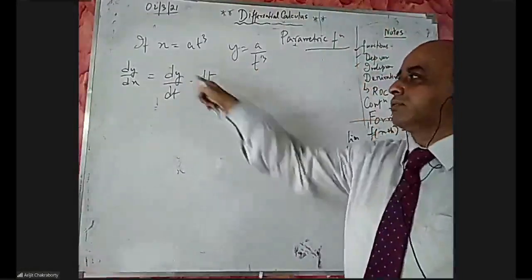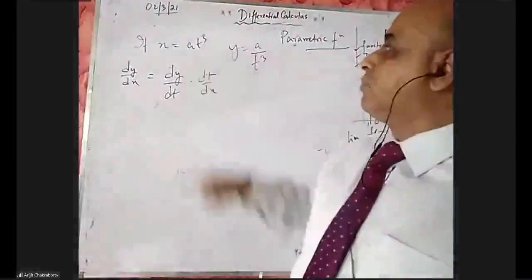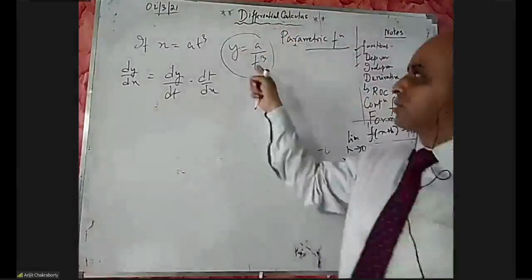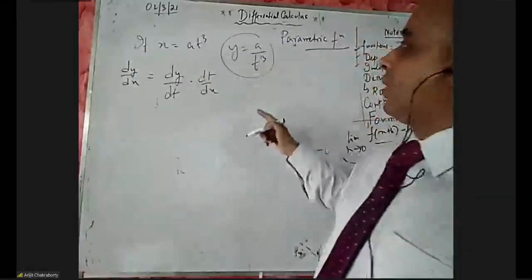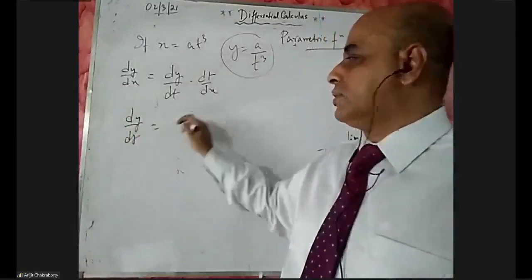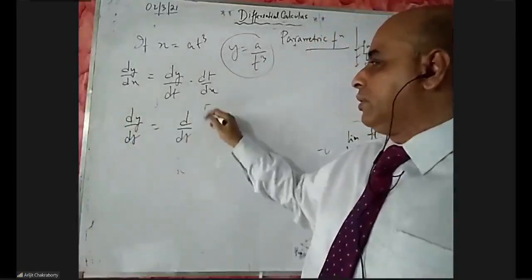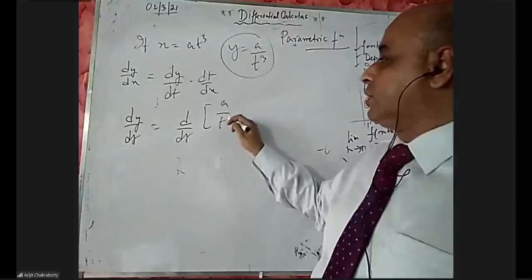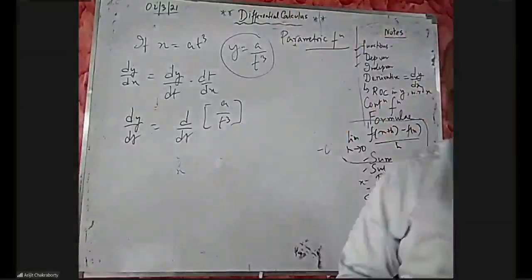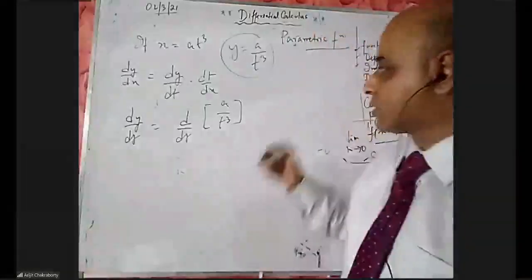dt cancels, dy by dx remains. Dy by dt. So let us take the first one. Let's differentiate the first one, dy by dt. So dy by dt is equal to d/dt of a divided by t cube. You know the formula, you know the expression. Let us just solve it.